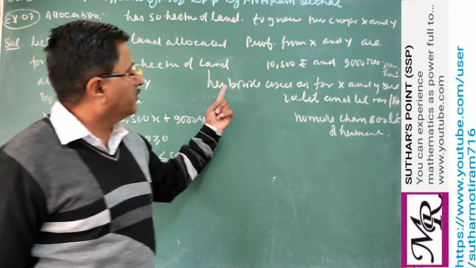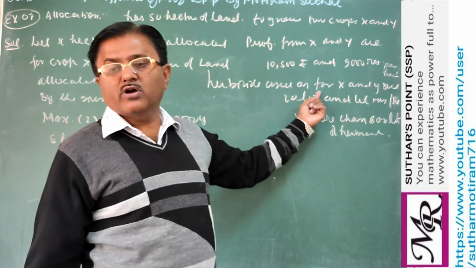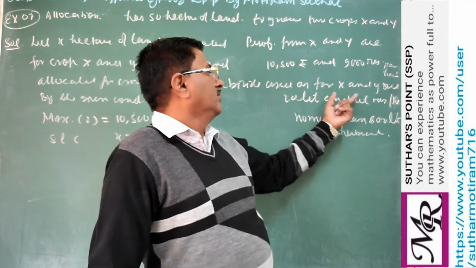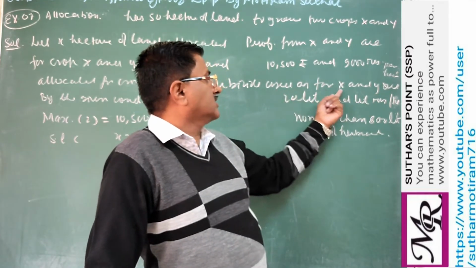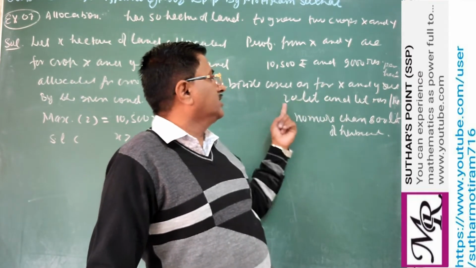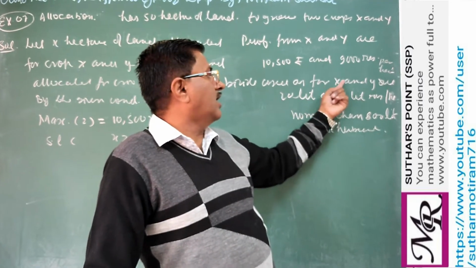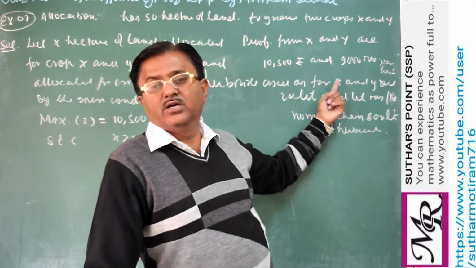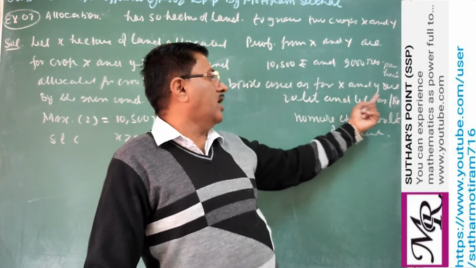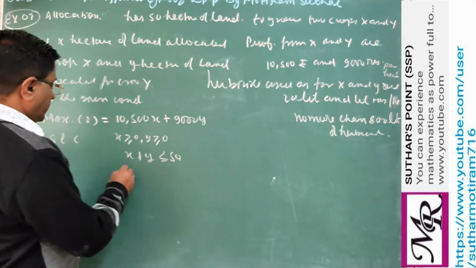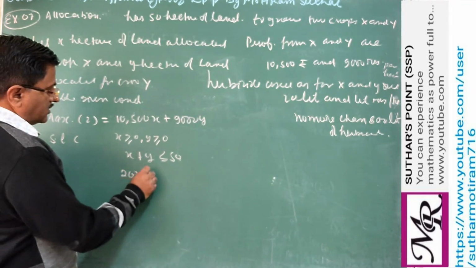Now, very important: the herbicide used to control the weeds. For X type of crop it is 20 liters per hectare. So for X land, how much herbicide will be used? 20 into X.